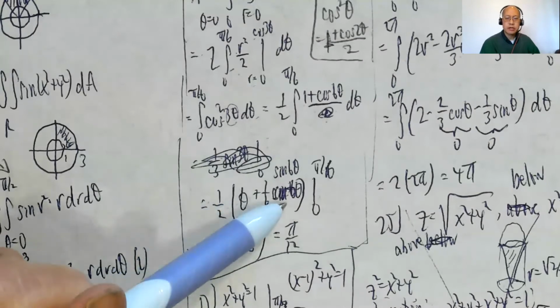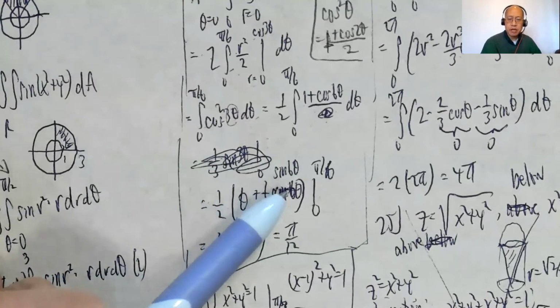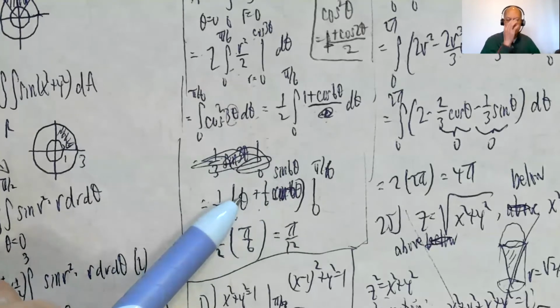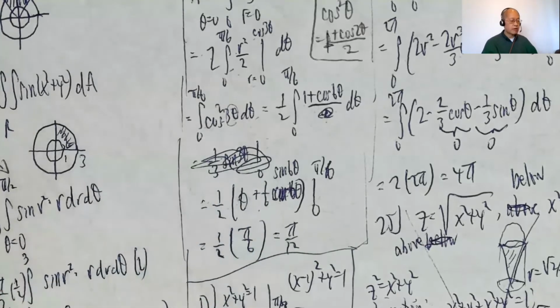Plug in 0, you get 0. Plug in pi over 6. If I plug in pi over 6 here, I'm taking the sine of pi, which is 0. So the only thing of substance is right here. So 1/2 times pi over 6. Final answer is pi over 12.